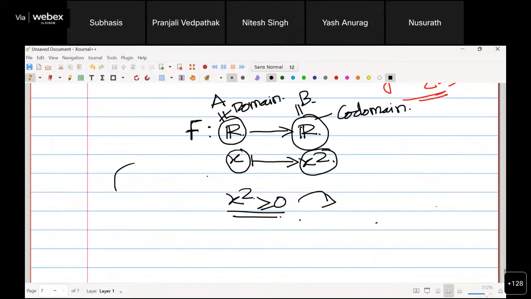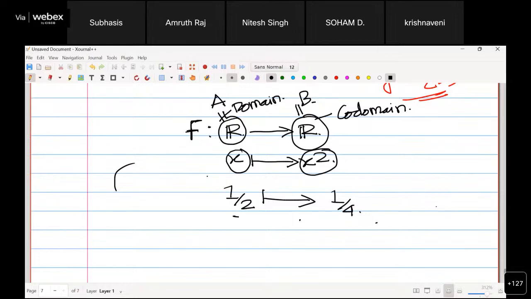If I take 1 by 2, then what will be my output? 1 by 4. Is 1 by 4 a natural number? No, sir. Then why will natural numbers be the range? Positive integers should be the range. Rational numbers. All real numbers.